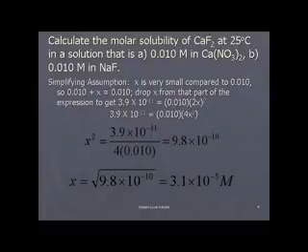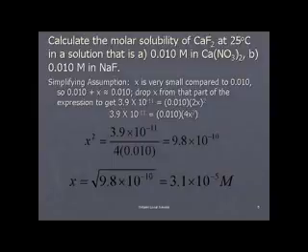Continuing on with our calculation of the molar solubility of calcium fluoride, our simplifying assumption was that x is so small compared to 0.010 that when we add x to 0.010, in terms of significant figures, we're still going to get 0.010. So we drop x from that to get 3.9 times 10 to the negative 11th equal to 0.010 times 2x squared. So 3.9 times 10 to the negative 11th is equal to 0.010 times 4x squared.